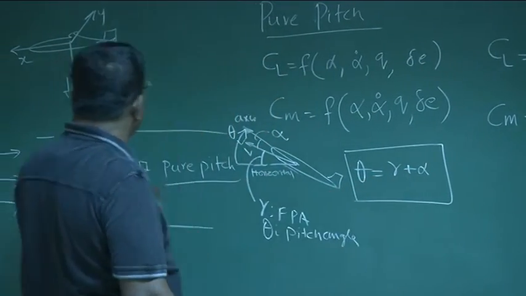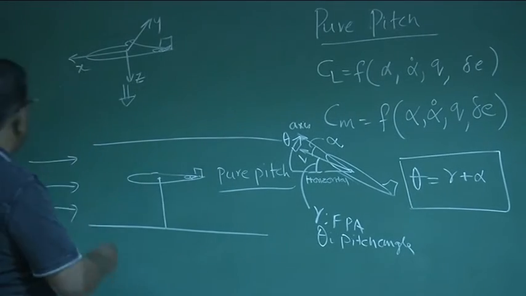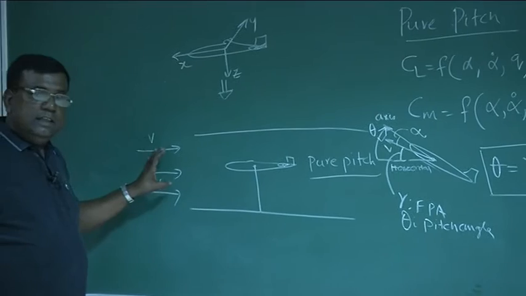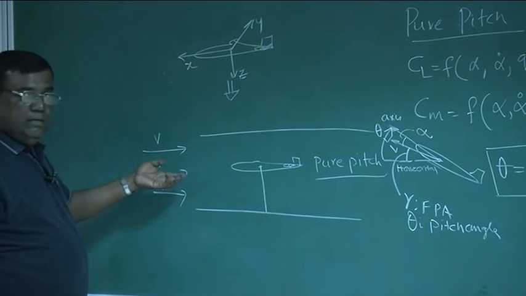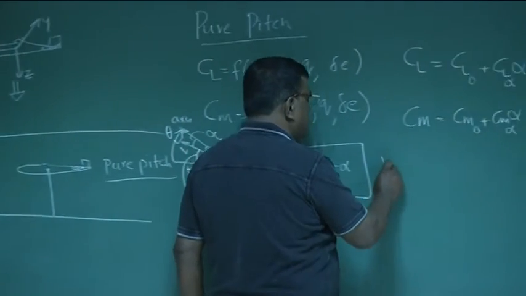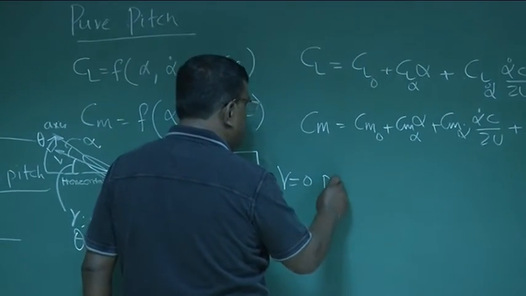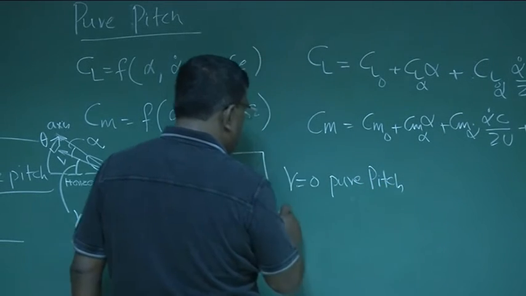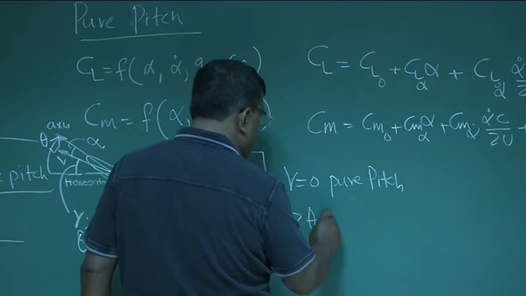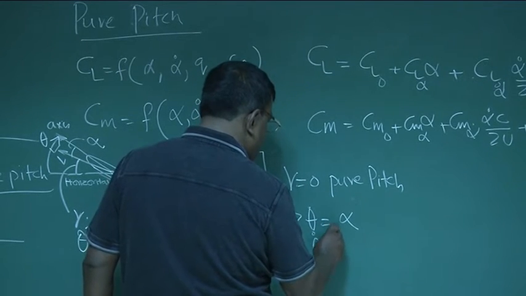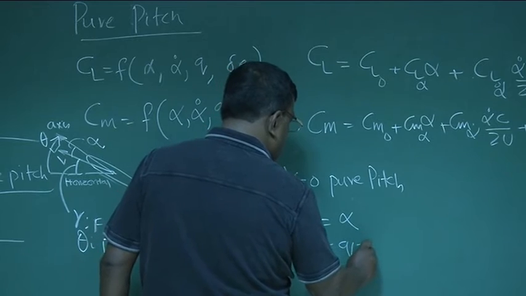But what happens in a tunnel? If I am doing a tunnel test, this is the velocity vector. The velocity vector never changes, its direction never changes. The relative wind velocity doesn't change. So gamma is 0. For a pure pitch, gamma is 0 implies theta equals alpha, or theta dot roughly equals q and equals alpha dot.